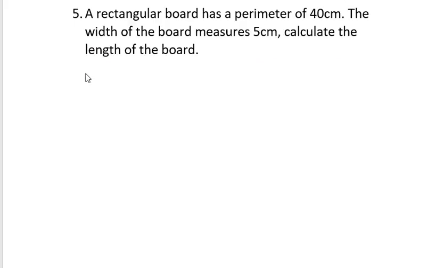Okay, we'll have another question. This is the final one. A rectangular board has a perimeter of 40 cm. The width of the board measures 5 centimeter. Calculate the length of the board. So the first step is to put down the formula, right? So we'll have that perimeter, that is the first step. Perimeter is equal to what? 2 brackets L plus, since we have width, let's use W.